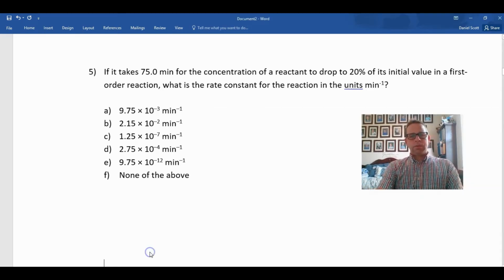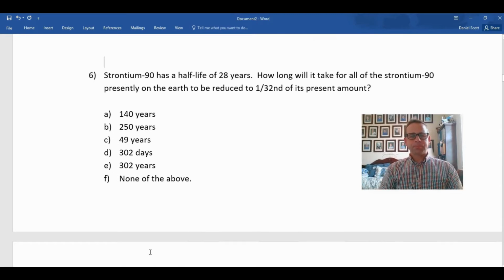Okay, so strontium-90 has a half-life of 28 years. How long will it take for all the strontium-90 present on Earth to be reduced to 1/32 of its present amount? 1/32 of its present amount. So, take your time and try to figure out this one.